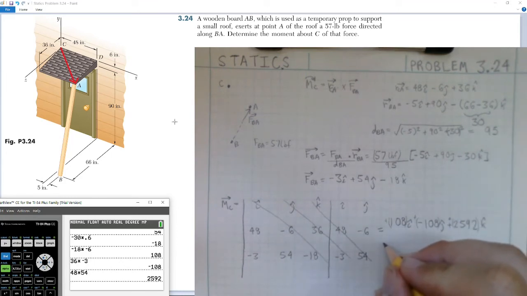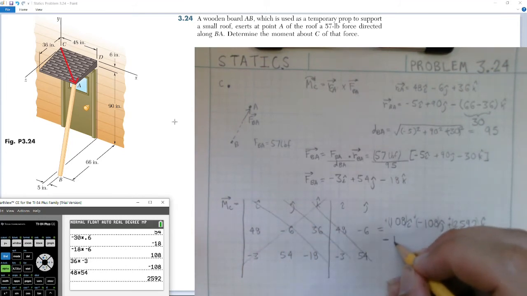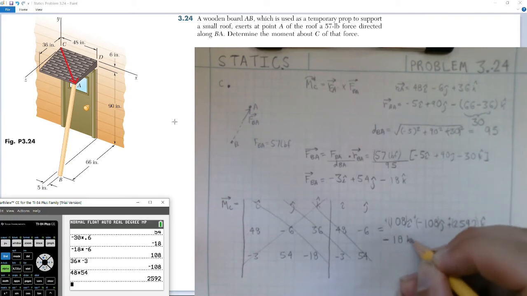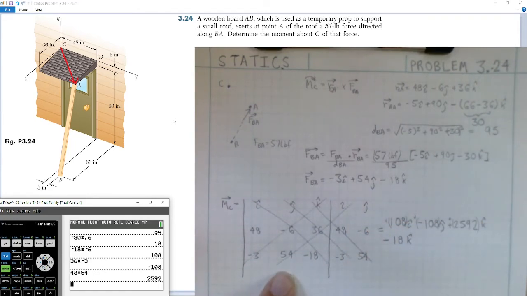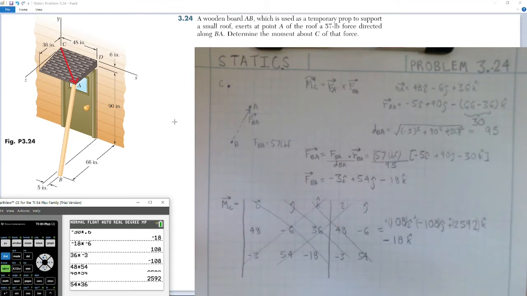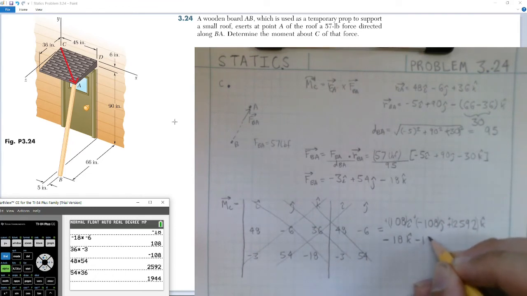So now we're going to subtract these. So we have -6 and -3, positive 18. We're subtracting that positive 18 k hat. We're subtracting this value, 54 times 36, which is 1944. We're subtracting this value, so minus 1944 in the i hat direction. And then we're subtracting this next value.